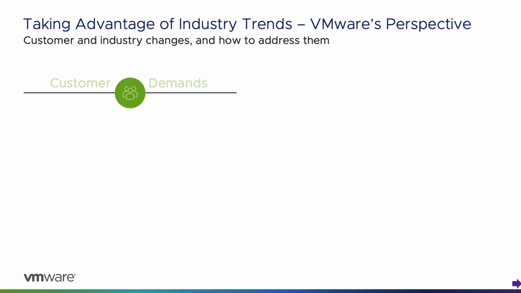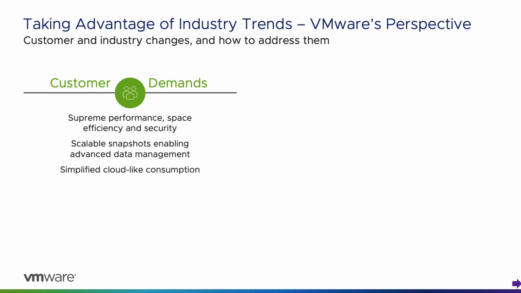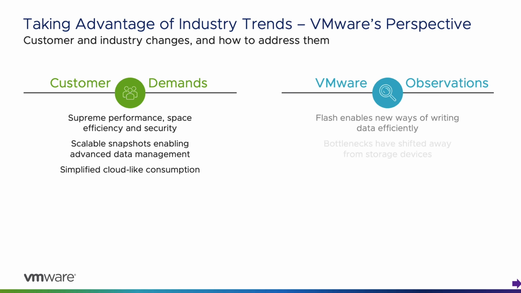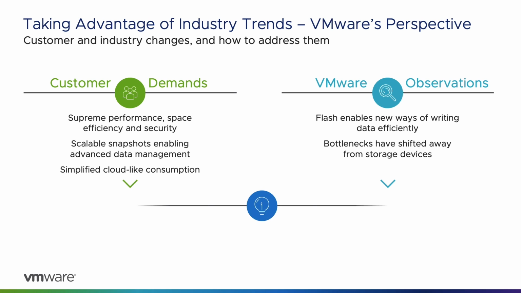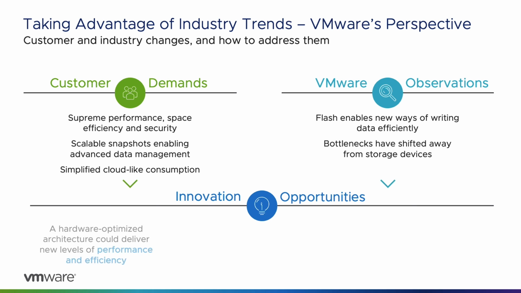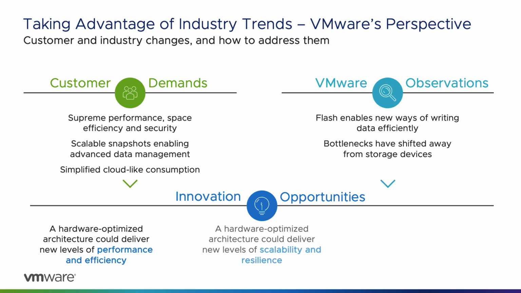This evolution in the data center has changed the equation for our customers and for VMware. First, bottlenecks have shifted away from storage devices to other parts of the data center. Performance, space efficiency, and security have also become table stakes for customers large and small. And as our customer environments grow more sophisticated, so do their needs, such as using snapshots for complex copy data management workflows, and always-on data services that offer security and space efficiency. While the complexities in requirements may have increased, so is the need for simplified consumption.